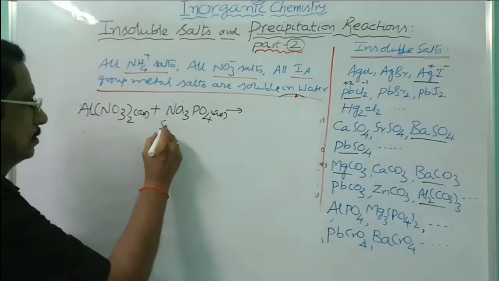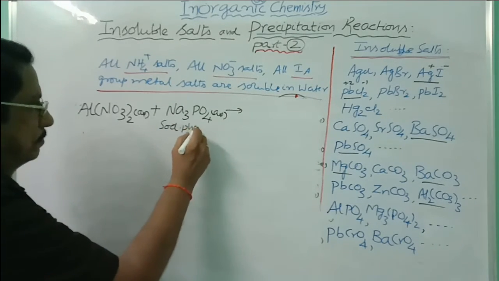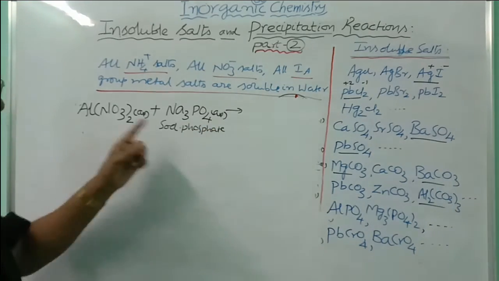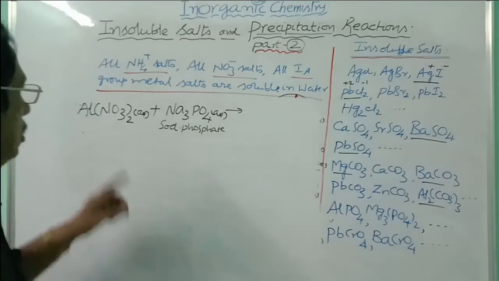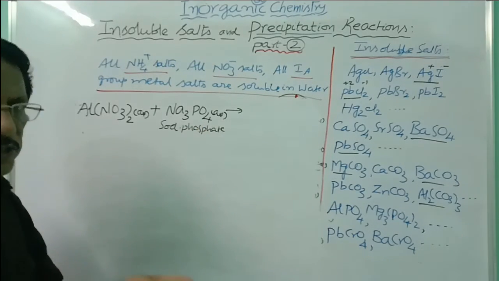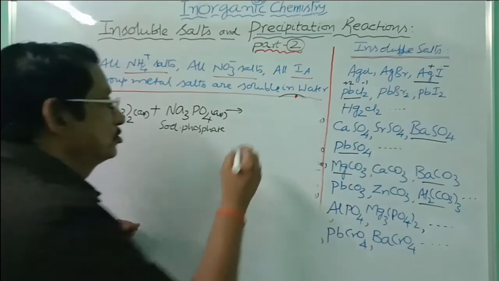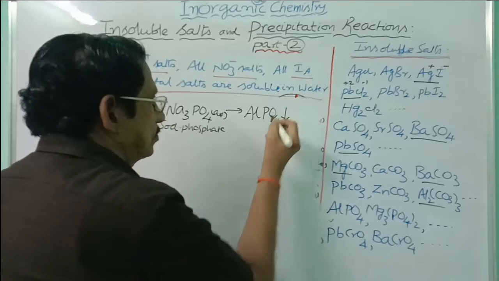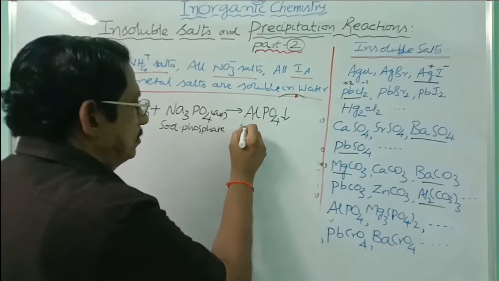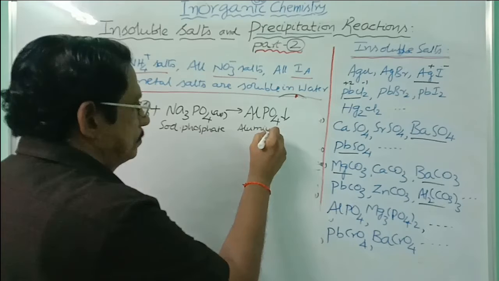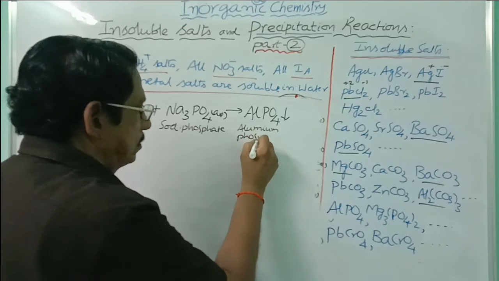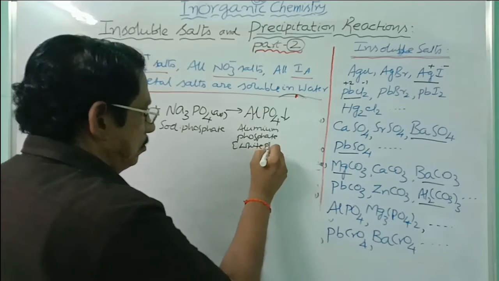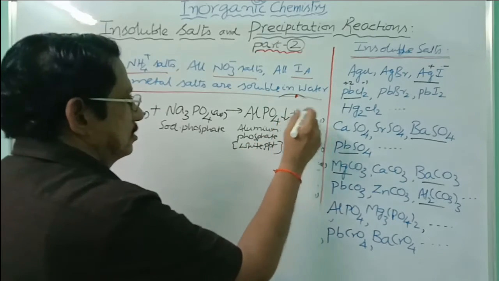This is sodium phosphate. Combining these two, aluminum combines with phosphate and immediately it is precipitated within no time. So you will get here aluminum phosphate, simple formula AlPO4, arrow mark downwards. This is aluminum phosphate, which is a white precipitate, plus other one.